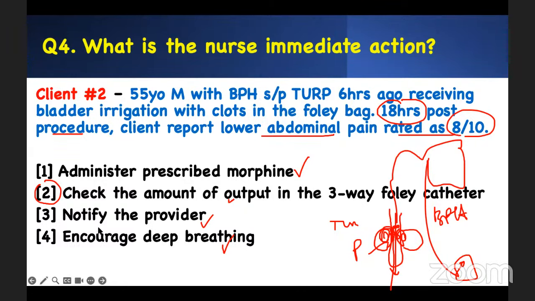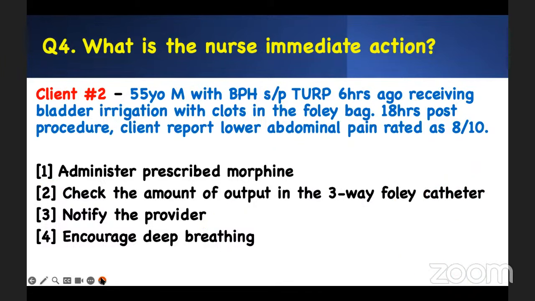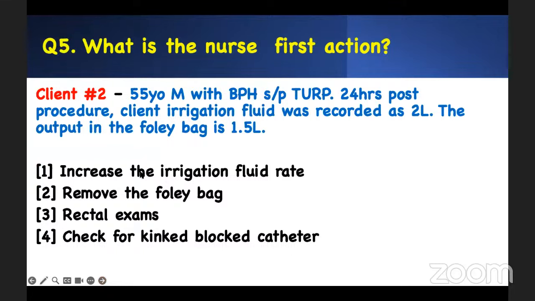It's all based on understanding of the process. Your test is like that. Every question they give you is about understanding of the disease process, transurethral resection of the prostate, what you expect post-op, and how you teach the patient and manage them. If you understand that, you understand everything about transurethral resection of the prostate. So we will check and make sure the catheter is patent. Now, number 5. What is the next first action?